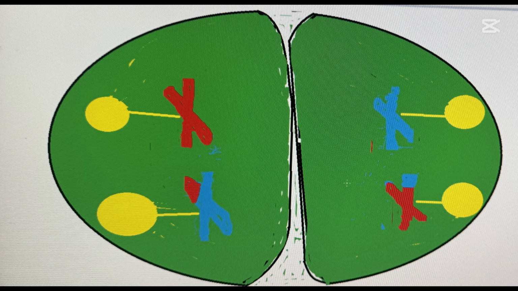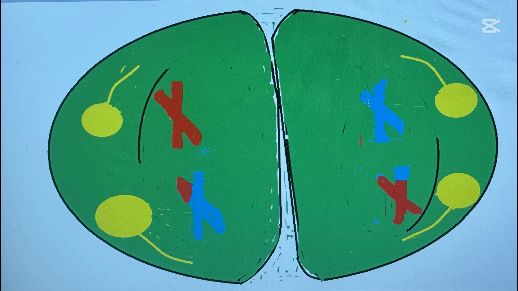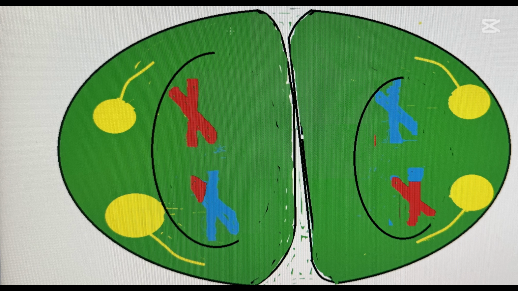Meiosis 2 begins with prophase 2. The chromosomes condense and a new set of spindle fibers form. Unlike prophase 1, where homologous chromosomes pair up and undergo crossing over, in prophase 2 individual chromosomes separate without any crossing over occurring.